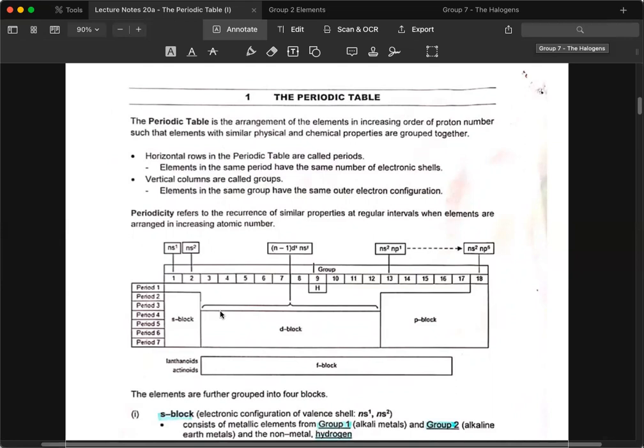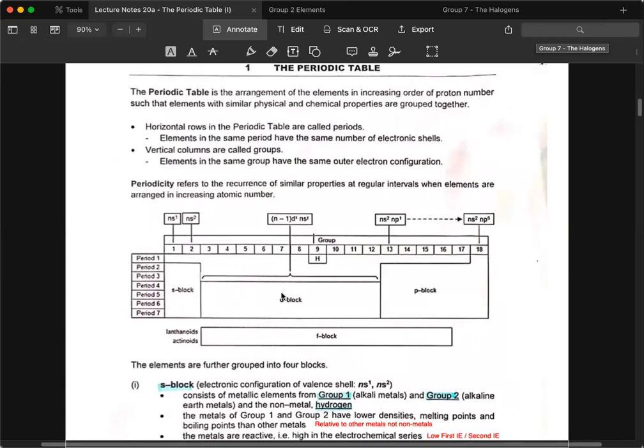So elements in the same period will have the same number of electronic shells. Vertical columns are called groups. So elements in the same group have the same outer electron configuration. Periodicity is a term that you should be familiar with. It refers to the recurrence of similar properties at regular intervals where elements are arranged in increasing atomic number.